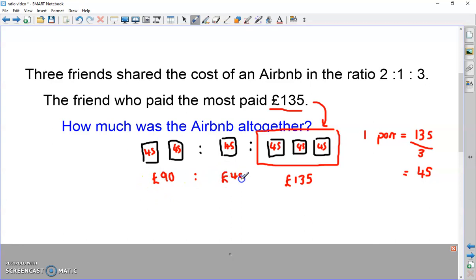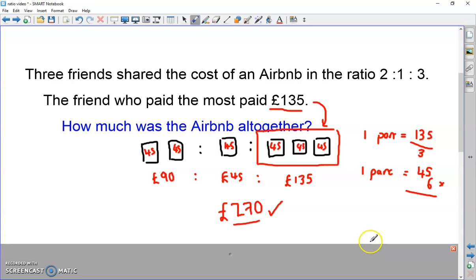How much was the Airbnb altogether? Add up all of the parts, £270. Okay. Alternatively, what we could have done, once we knew that one part was equal to £45, we could have just times by 6 and that would have got us the £270. But I know a little bit more now because I know what each person paid.